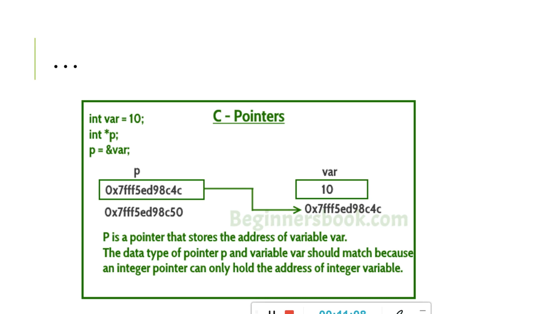So this is the example. You can see very easily, you can understand this example. This one, this one, this one, and this is p, which stores the address of this variable. The address of the variable 10 is this, and p stores this address as a value, and p itself has its own address. So this is a pointer variable.